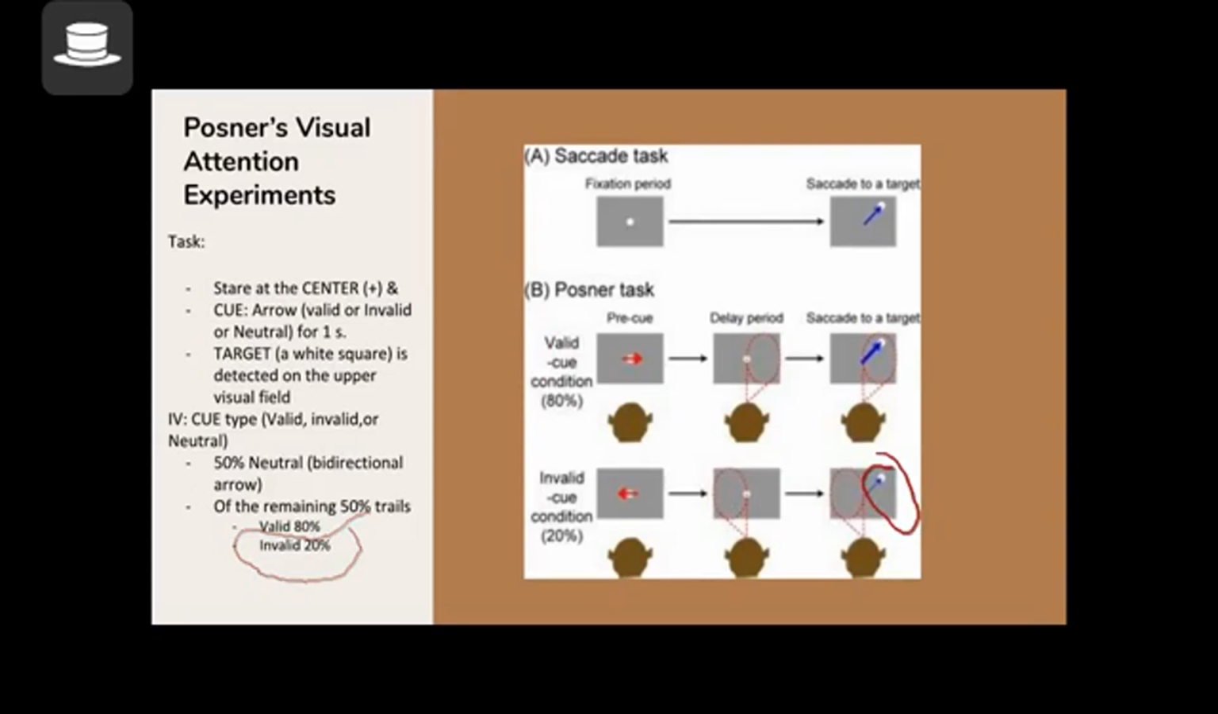So invalid. Okay. So again, they stay at the center of the screen and they have to detect an object. When they do, they have to respond, and the time taken to respond would be measured. So the cue, the IV, is a cue type, whether it's a valid, invalid, or a neutral cue. And we look at the results now.